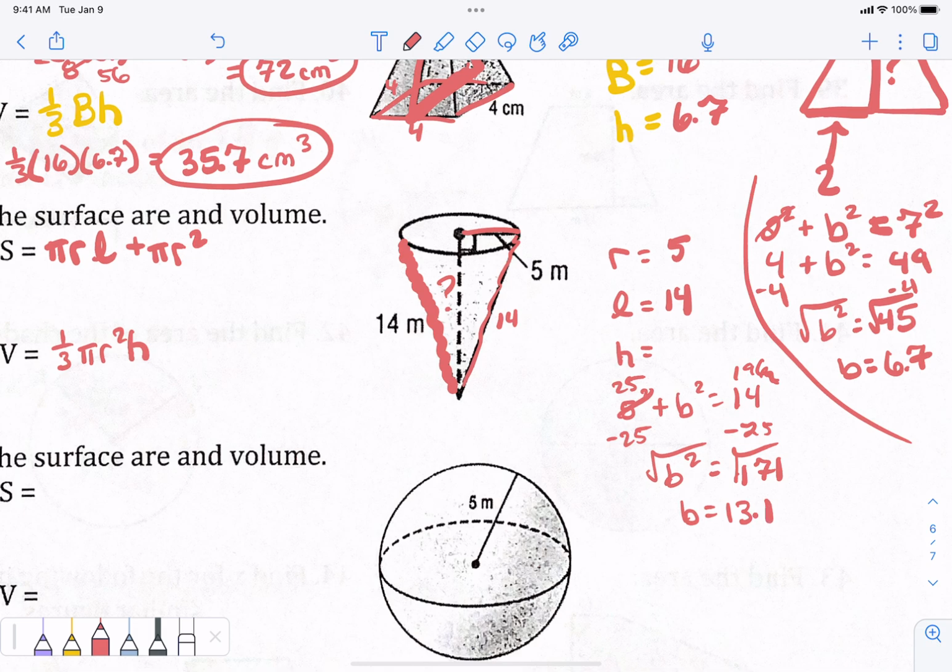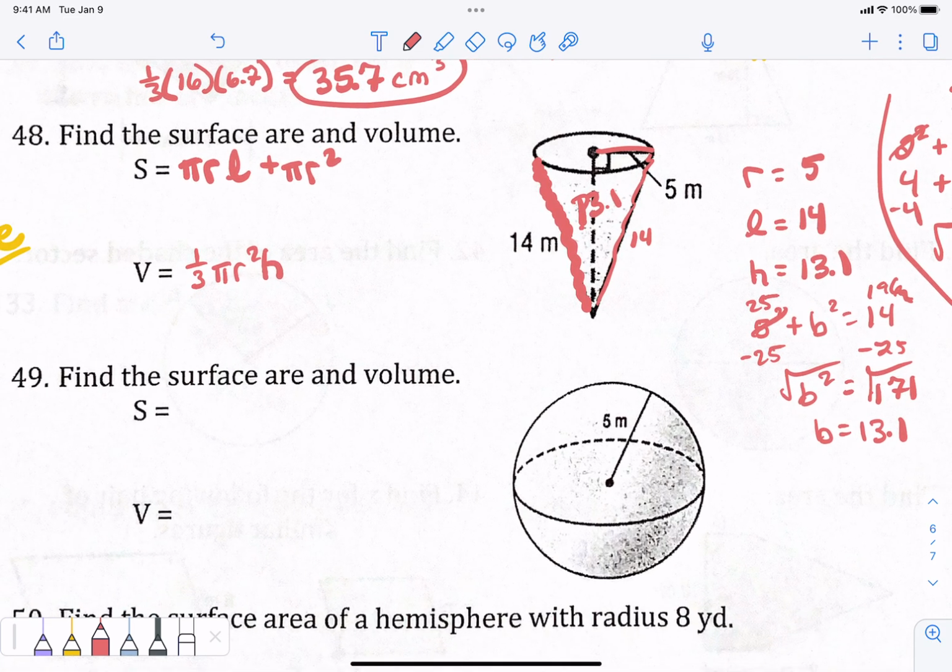And it's like 13.1. So 13.1 is the regular height. Okay, we'll go with that. All right. 13.1. Pi times the radius is 5, slant height is 14, plus pi times 5 squared. I got something like 298.5 meters squared.